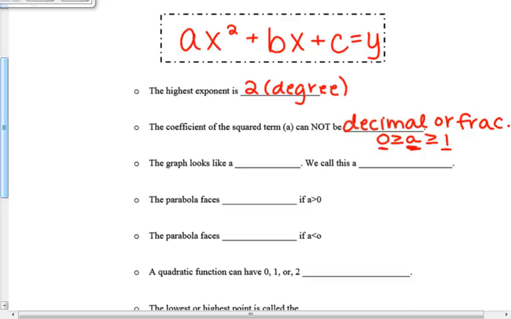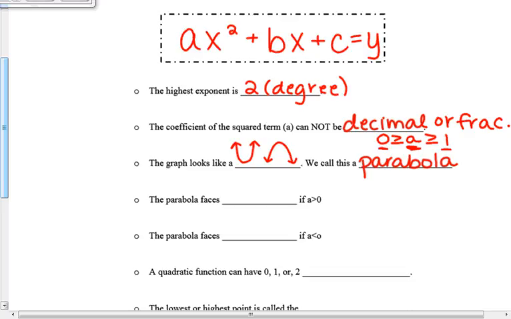The graph looks like a... see if you can think about this. When I have a quadratic and a graph, what does it look like? It looks like a U. It can be a right side up U. It can be a downward U. What do we call this type of graph when we've got a U shape, that kind of hill or mountain shape? We call it a parabola. You know this, okay? A parabola looks like a bowl.